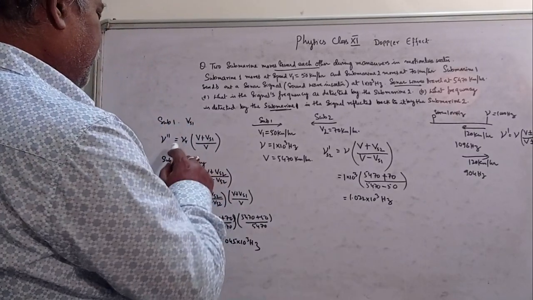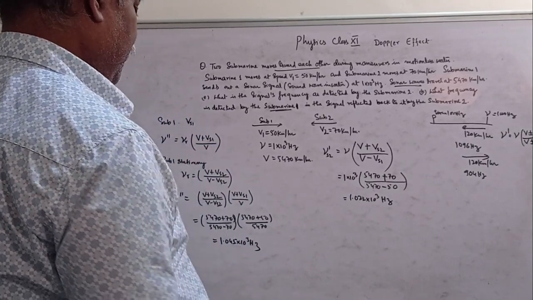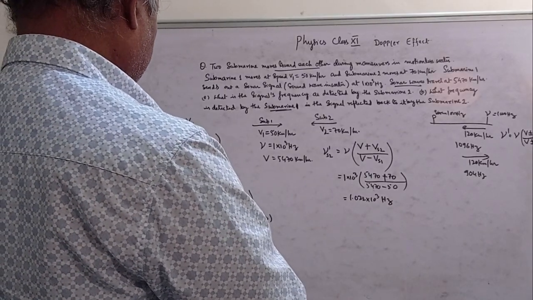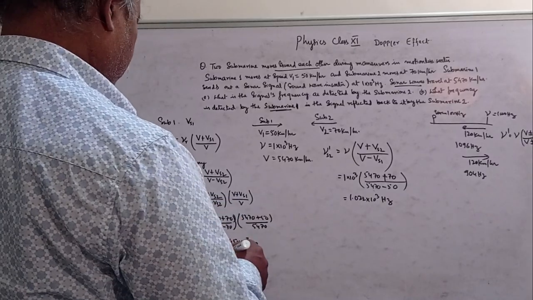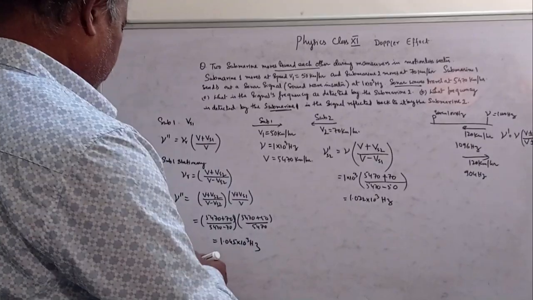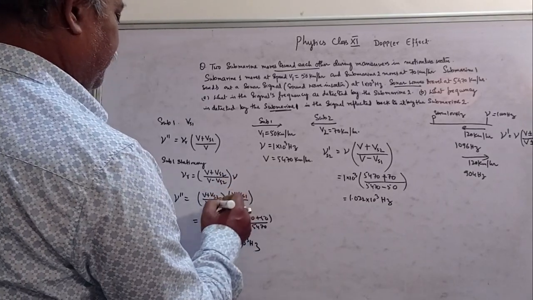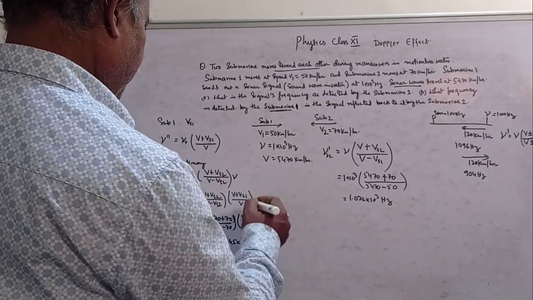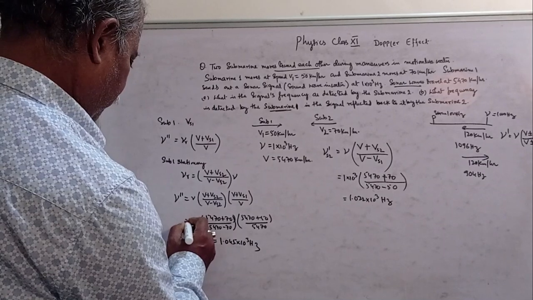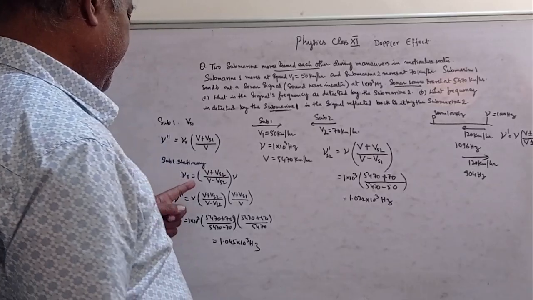Now for calculating v reflected, we consider submarine 1 as stationary. When we consider submarine 1 as stationary, v reflected will be v plus vs, that is v into the sonar wave. So here this is the sonar wave, and this will be 1 into 10 to the power of 3. I left this out here, made a mistake here.